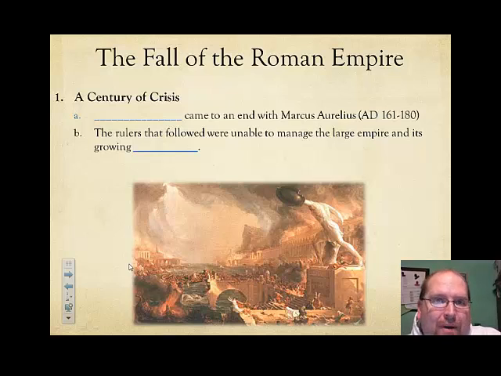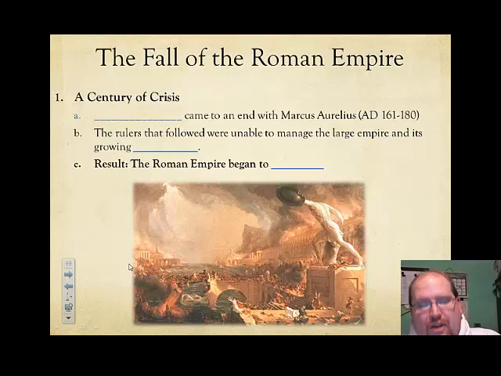They had gotten so big and had stretched their resources so thin that it was becoming very, very difficult to control. Other factors also played a role as well, but a lot of those factors are somewhat related to the fact that the empire had just gotten so big. They could not supply themselves, support themselves, or maintain themselves, as we'll see in the upcoming slides. As a result, the Roman Empire began to decline. It was on its way down and out of being a true power in the world.